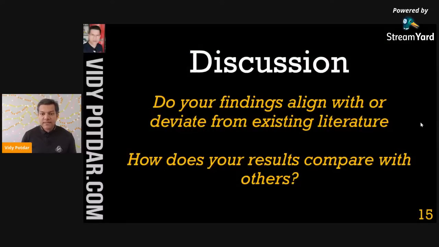Okay, so let's move on. Let's see what else you can talk about in the discussion. The next thing that you can talk about is, do your findings align with or deviate from existing literature? So you have done a study of literature. What does it say if an existing literature review paper mentions something? Does your research find something different or not? If it finds something different, then mention that. If it aligns, then mention which research it aligns to.